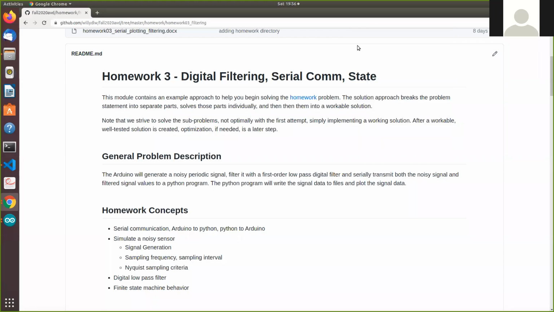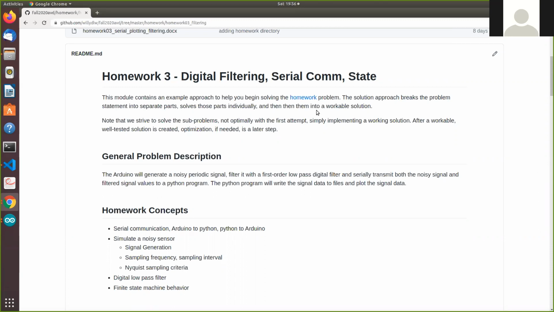Right, here's another tutorial to go along with homework 3. Some of you have asked for a solution to this. What I recommended was that when you start on this homework problem, like any homework problem, at least my method is I break everything down into simple sub-problems that I can solve.